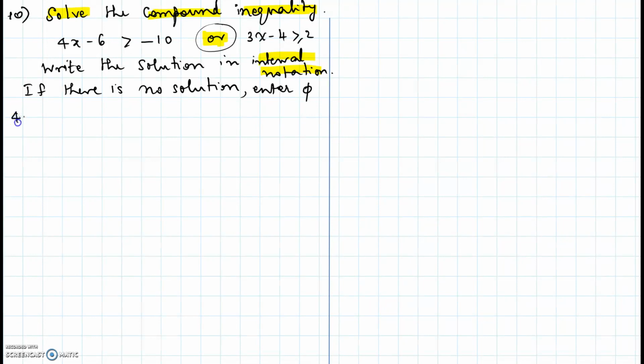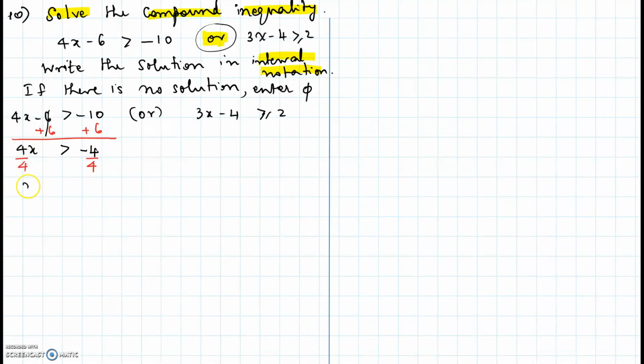So first let's consider 4x minus 6 more than negative 10. Then we'll keep the or as is. Then 3x minus 4 more than or equal to 2 separately. For the first one, you have to isolate the x. So add 6 on both sides. We get 4x more than negative 4, strictly more than negative 4. Now you divide both sides by 4. Thus you get x more than negative 1. This is one inequality. Keep in mind you have to take care of the or separately.